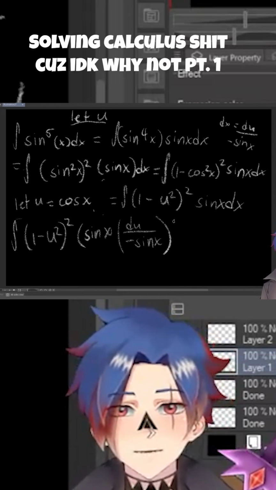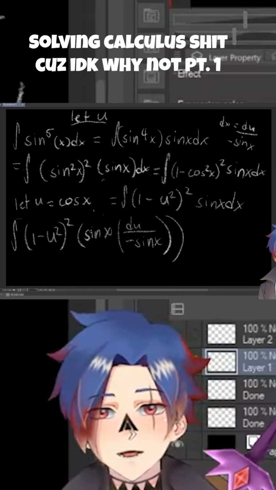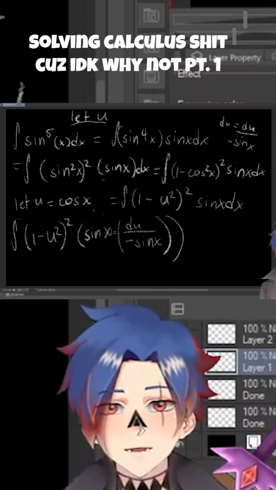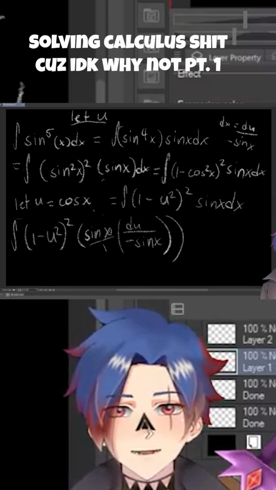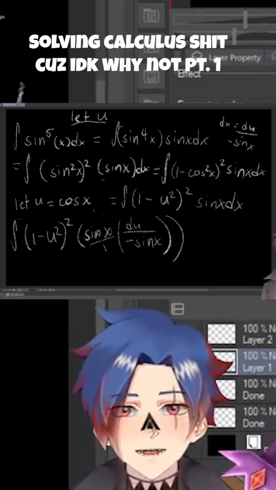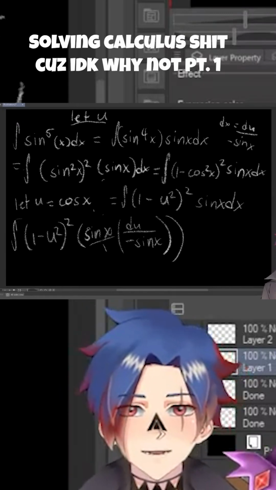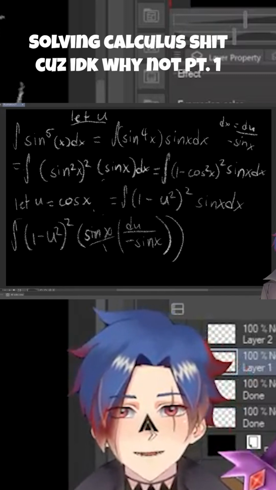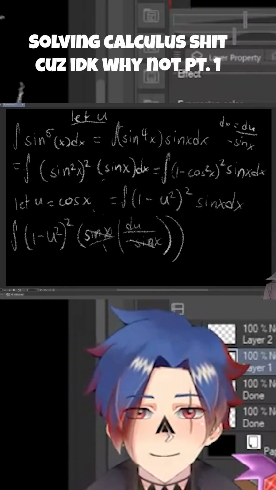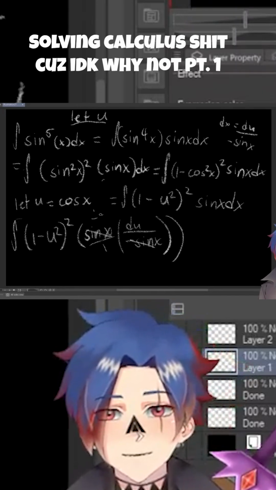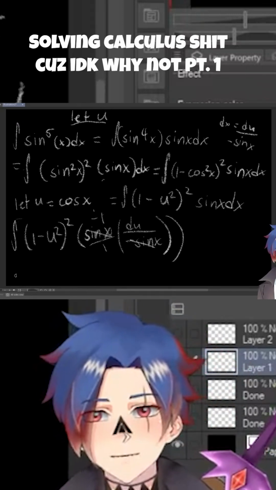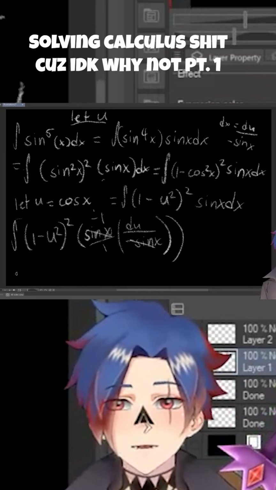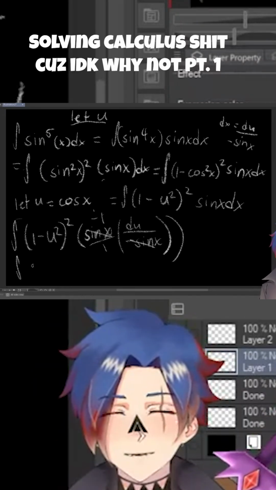So there we go. Oh look, I'm just gonna make that a fraction. There's something similar, so we can cancel them out. Basically, there's gonna be -1 and u. Oh my god, there's gonna be something usable.